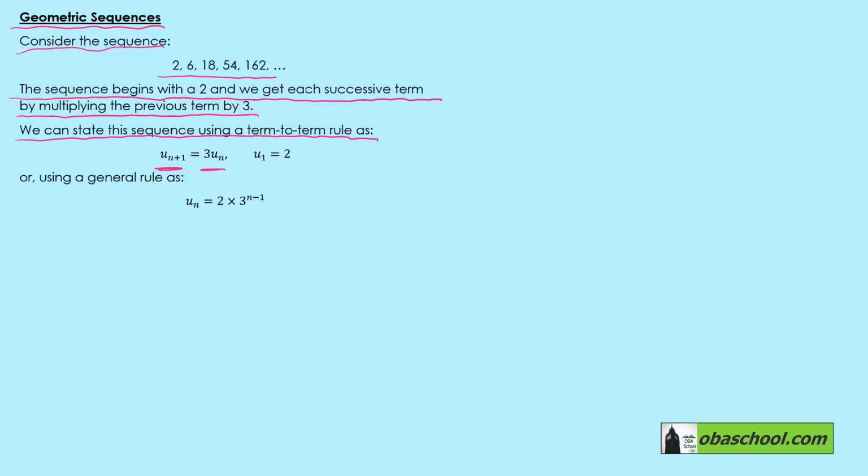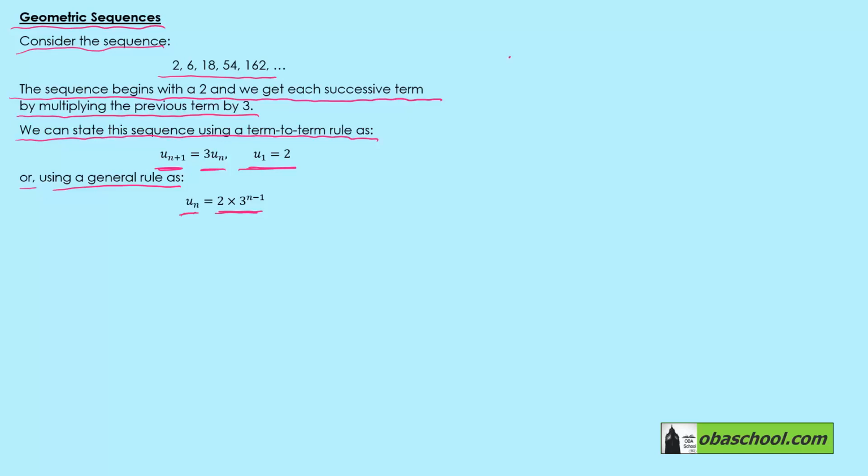We can state this sequence using a term-to-term rule, as we get the next term by multiplying the previous term by 3. So mathematically, we express that as u_{n+1} = 3u_n, u_{n+1} being the term that comes after u_n. Often you will see this just expressed in English. And u_1, that's the first term, is equal to 2. Or we can use a general rule as u_n = 2 × 3^(n−1).